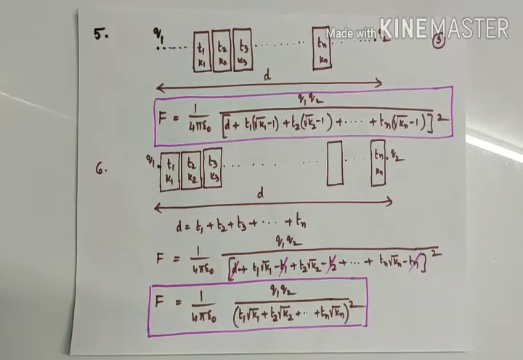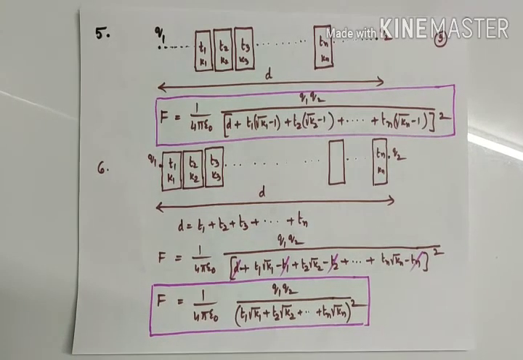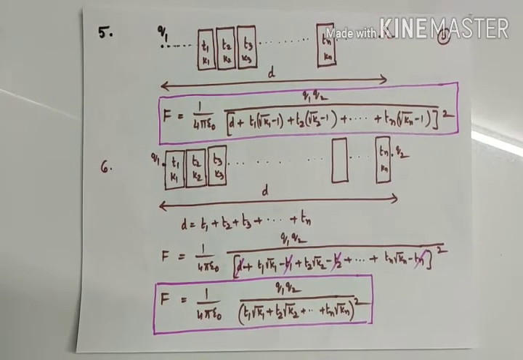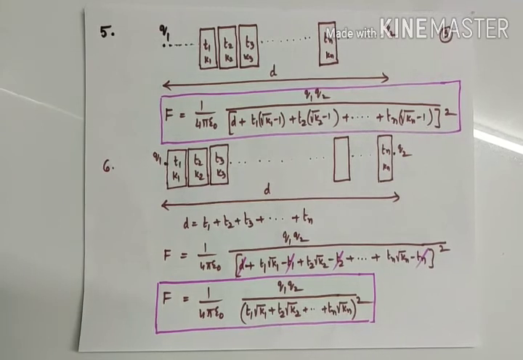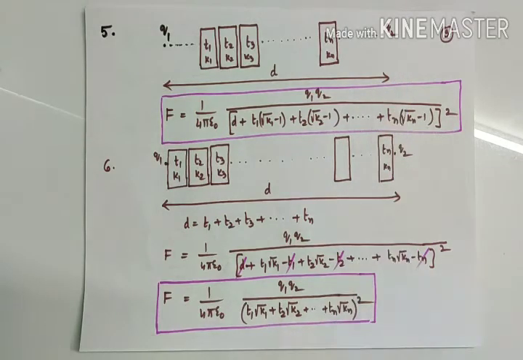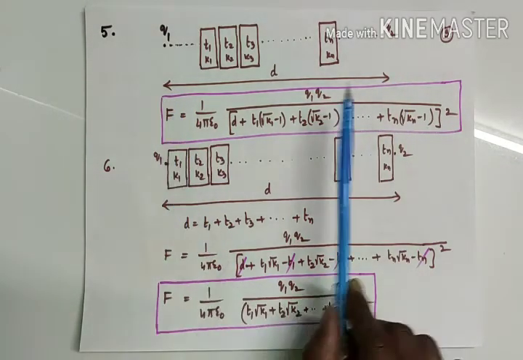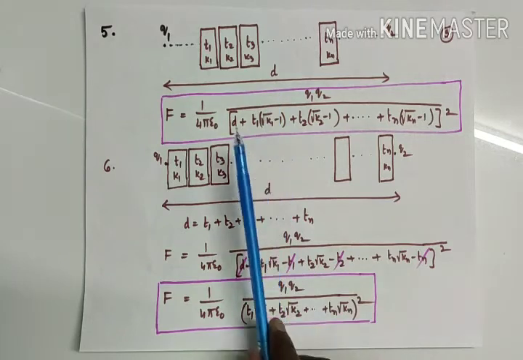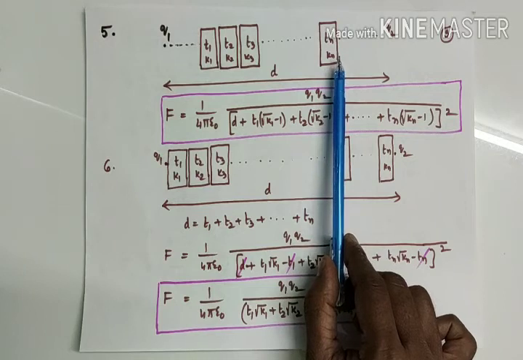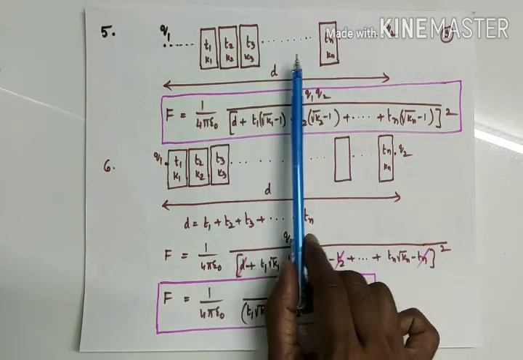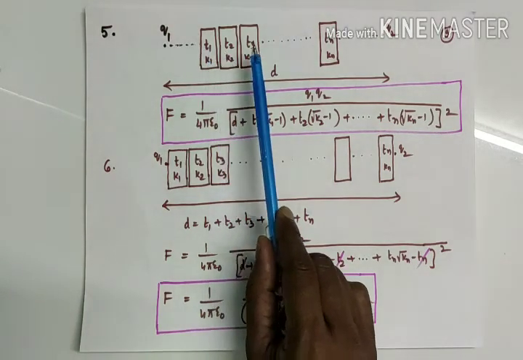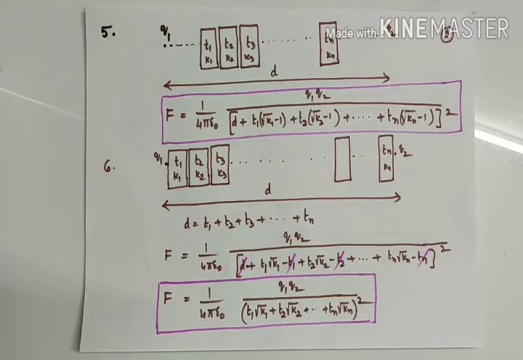In this video, we will see if a number of dielectric slabs are present between the two charges, then what is the force between the two charges. Let us say we have two charges Q1 and Q2. Both of them are separated by a distance d, and between these two a number of dielectric slabs are inserted. K1, K2, K3, Kn are dielectric constants. T1, T2, T3, Tn are the thicknesses.